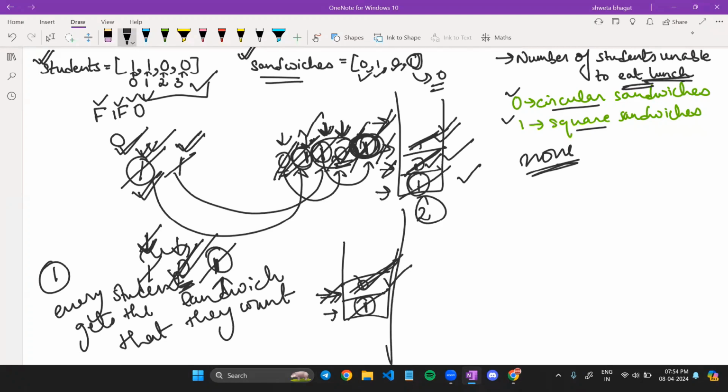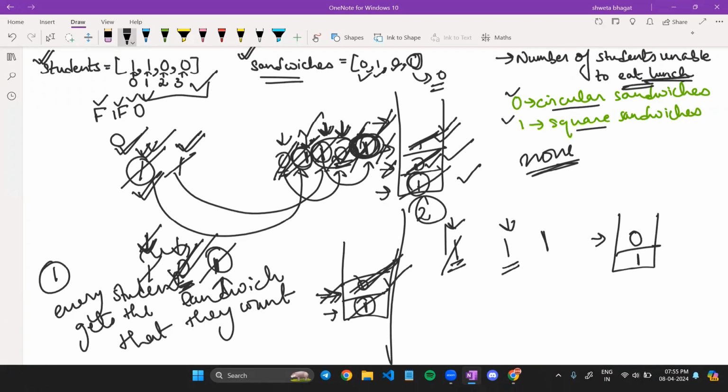Now what would be the second case? Let's say we have two students such that the first student wants a square sandwich and the second student also wants a square sandwich, correct? But what do we have in our stack? In our stack, we have the circular sandwich at the top and a square sandwich at the bottom. So we will come to this child and we will say that this child wants a square sandwich, but at the top we have a circular sandwich. So this child will go to the end of the queue, and we will now process the order of this child.